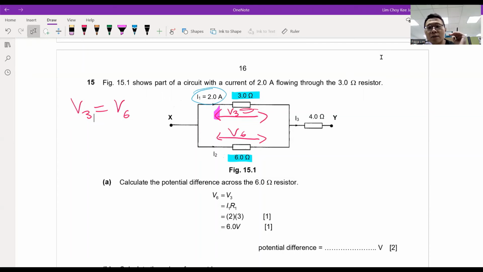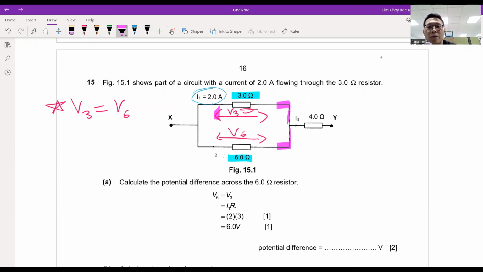For circuits, one of the important advice I give to students is do not attempt the question straight away. Look at the question first. Appreciate the circuit first. Look at the circuit. See what are the common things, or what are the common factors, or what are the equations, or what are the factors that the circuit is trying to tell you. For example, based on this circuit, I analyze 3 ohm and 6 ohm. I'm able to uncover that V3, the potential difference across 3 ohm, is actually the same as the potential difference across 6 ohm.